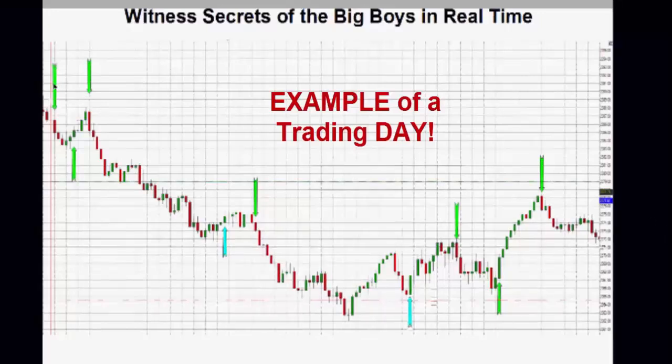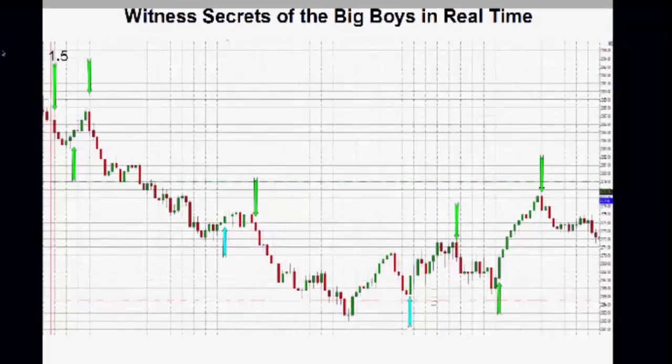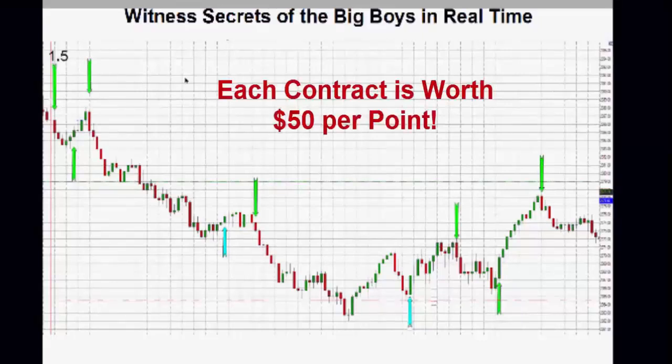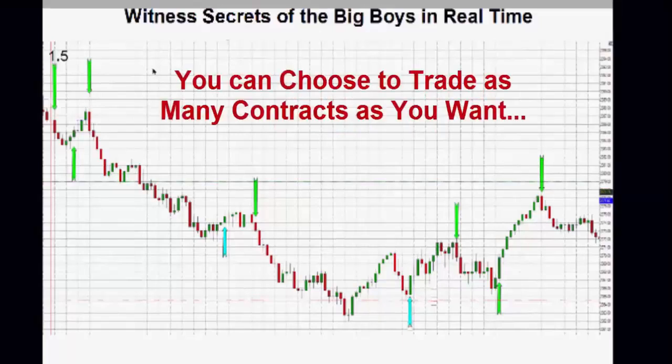These green arrows are winning trades, and it gets in on the arrow here. On this one we made 1.5 points, and of course we have a strategy of trading with 2 contracts. Each contract's worth $50 per point. In this case, 1.5 points is about $75 profit less your commissions. You can trade as many contracts as you want, but we have a strategy of taking 2 lots to start out with.